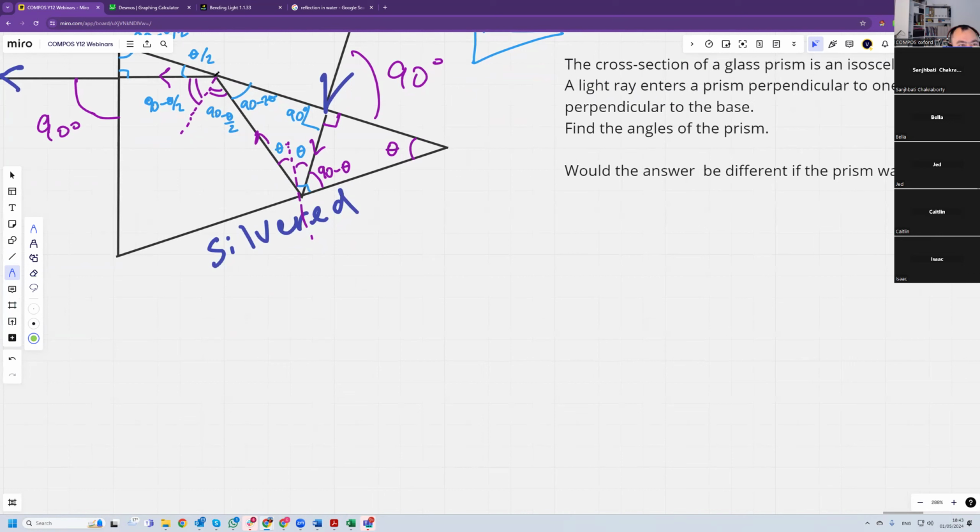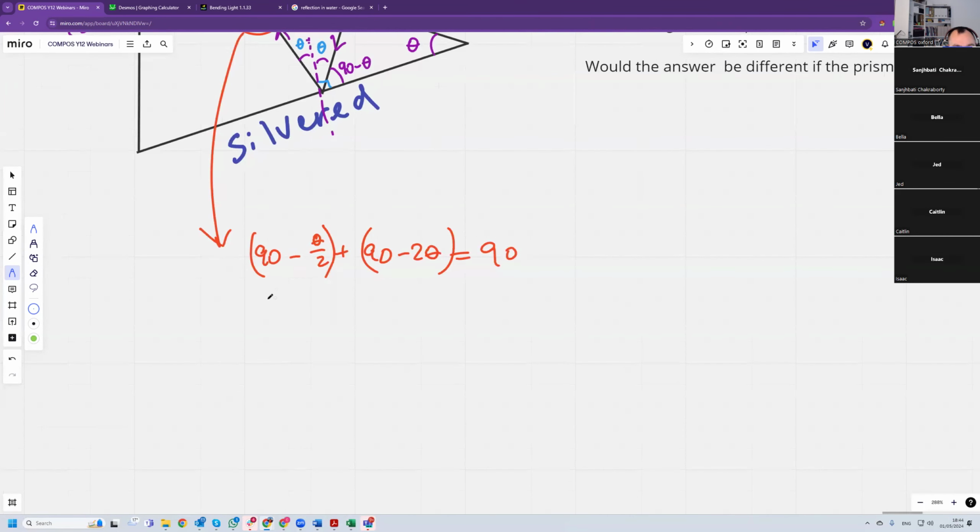And then we can see from here that this angle is 90 degrees, but it is made up of two angles. So from here, I can work out that 90 minus theta over 2 plus 90 minus 2 theta must equal 90 degrees. All right, that means 90 equals theta over 2 plus 2 theta. I'm just reopening the brackets and rearranging.